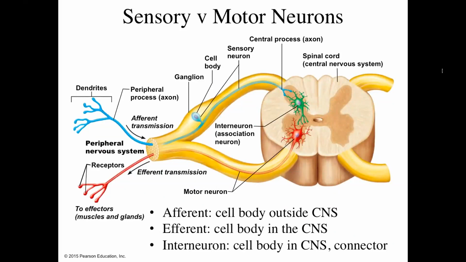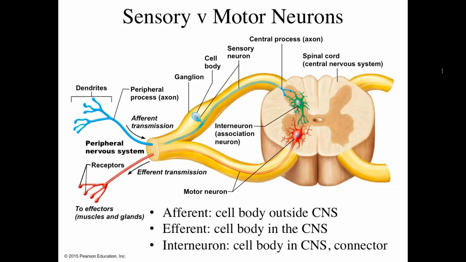Whereas the efferent nerve, the motor neuron, the thing that's going to have the effect on the body, has a cell body located in the central nervous system, usually in the spinal cord. And a neuron that's fully in the central nervous system, a connector between afferent and efferent neurons, we call that an interneuron. So again, more vocab for you to know. Afferent meaning approaching, efferent meaning away. Afferent being our sensory nerve, efferent being our motor nerve.